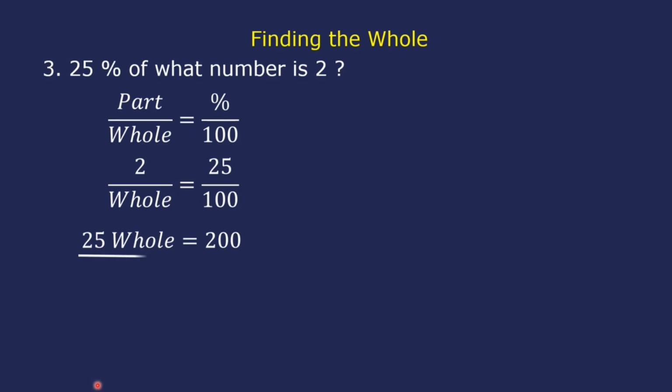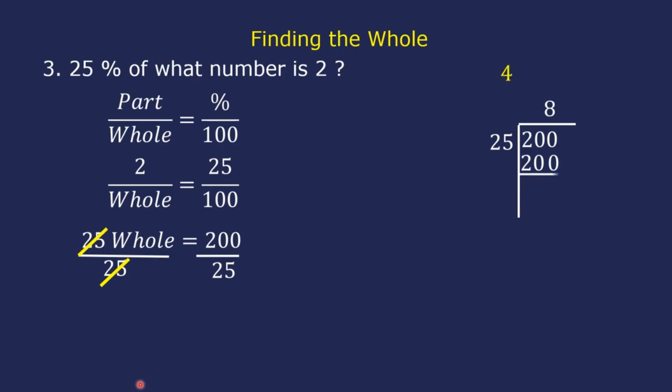Divide both sides by 25. Cancel 25 in the numerator with 25 in the denominator on the left side of the equation, and then divide 200 by 25. 200 divided by 25 is 8. 8 times 5 is 40, carry 4. 8 times 2 is 16, plus 4 is 20. 200 minus 200 is 0. So therefore, the whole is equal to 8.